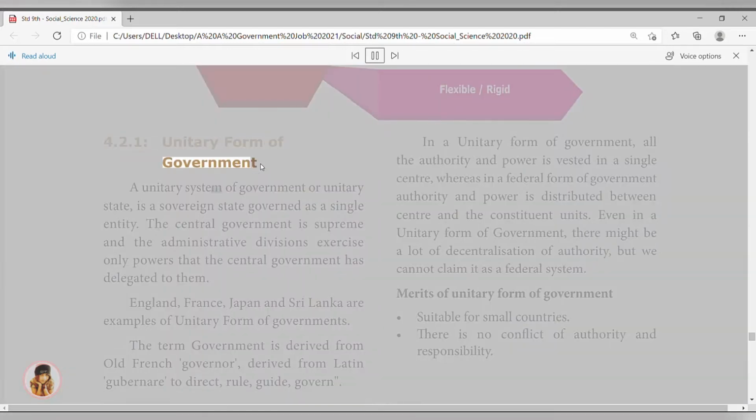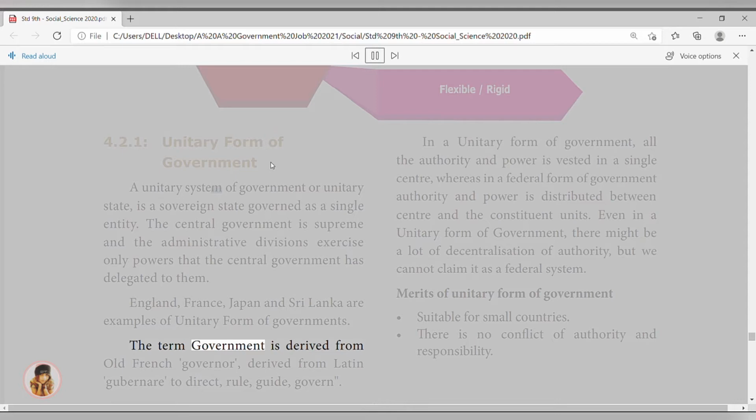Unitary form of government. A unitary system of government or unitary state is a sovereign state governed as a single entity. The central government is supreme, and the administrative divisions exercise only powers that the central government has delegated to them. England, France, Japan and Sri Lanka are examples of unitary form of governments.